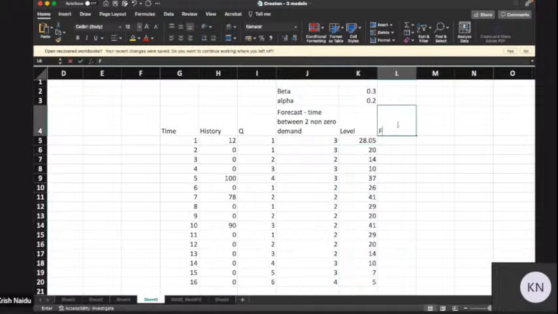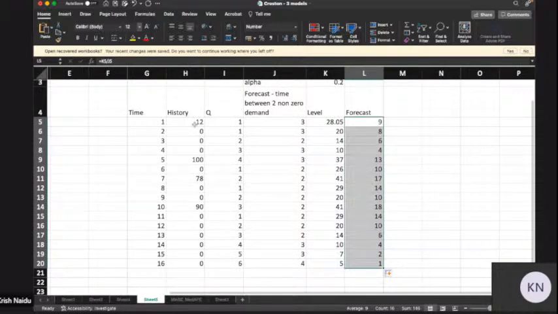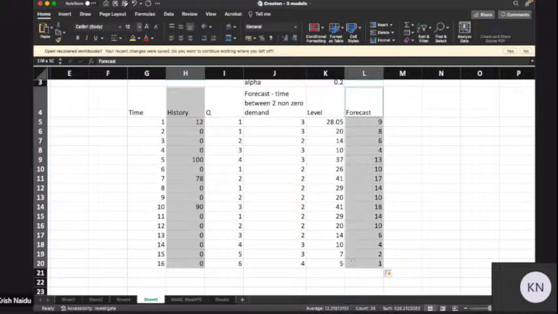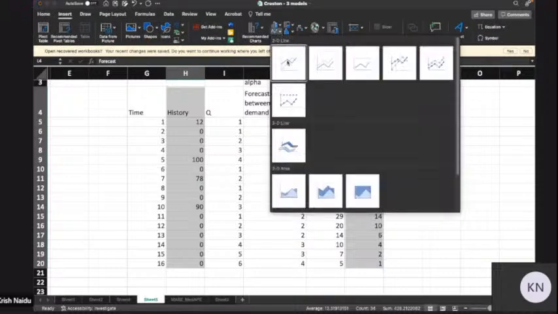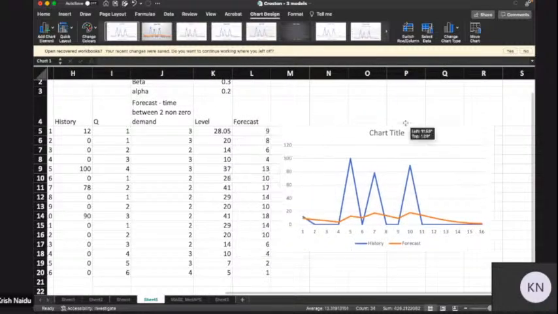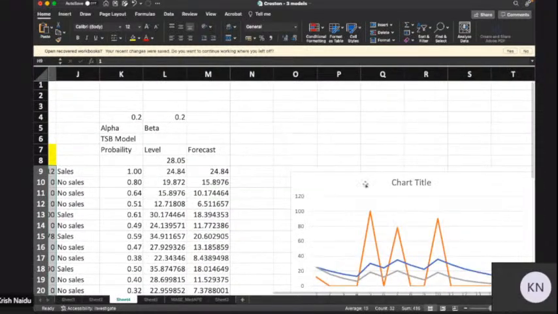Now I'm going to do the forecast. The forecast is what? I'm going to divide this level by the time period. Okay. Right? Now we are going to build the charts, and let's see how good our forecast is. So I'll put both the forecast charts together and we will see which one is better.